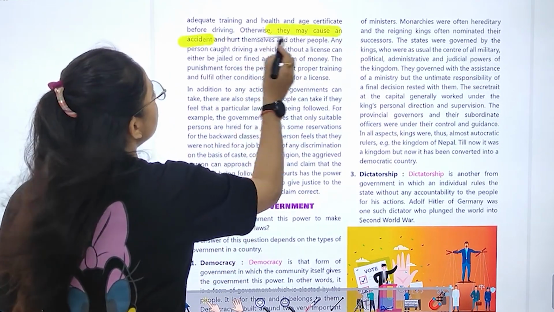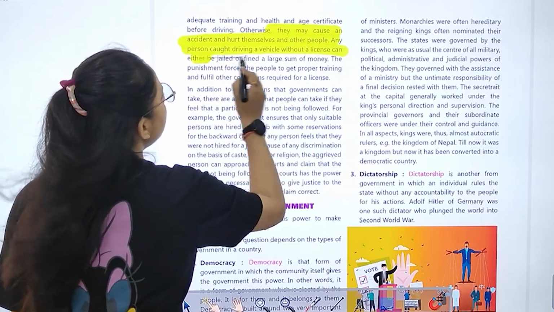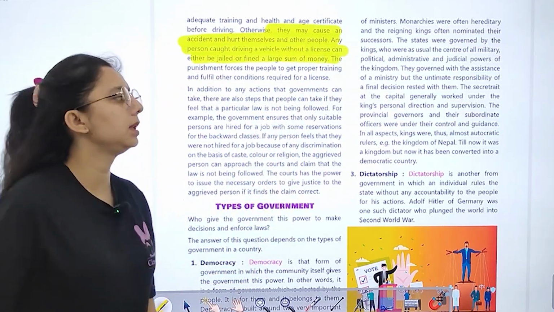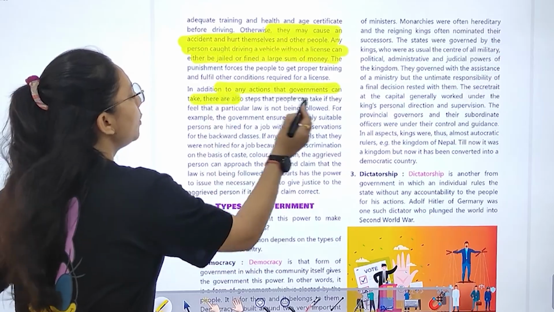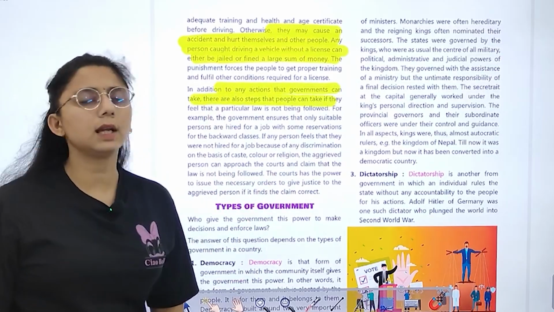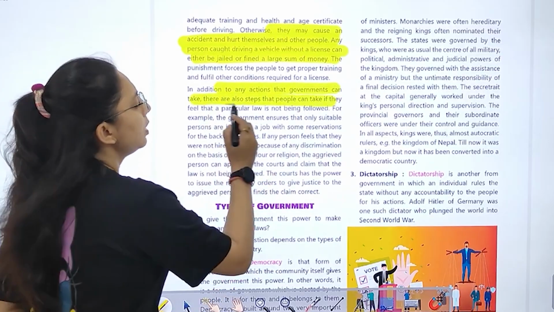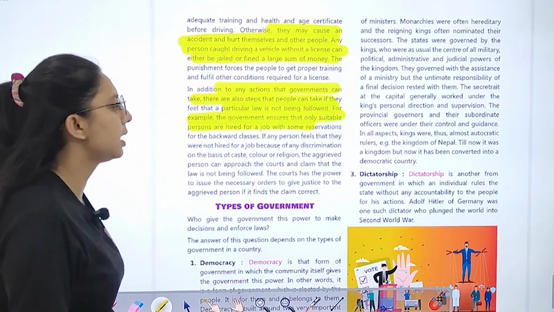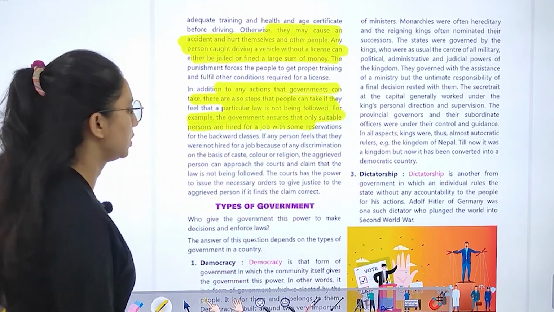Otherwise, they may cause an accident and hurt themselves and other people. Any person caught driving a vehicle without a license can be jailed and also fined. Any action the government can take, and the steps people can take if they feel that a particular law is not being followed. The government ensures that only suitable persons are hired for a job, with some reservation.